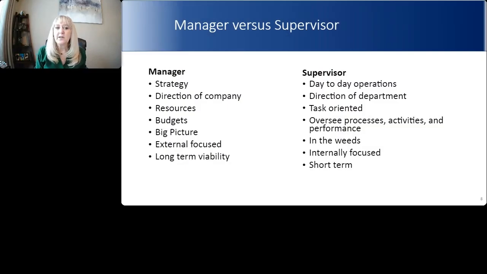So let's look at the difference between a manager and a supervisor. I like to start with the supervisor. The supervisor is someone that is responsible for day-to-day operations, the direction of the department. They're task-oriented. They oversee the processes and activities. They're the ones that are in the weeds. They're internally focused and short-term. Where the manager is really looking at more of strategies, directions of the company, resources, budgets, the big picture. They're really looking more globally at the performance, external focused and long-term viability.